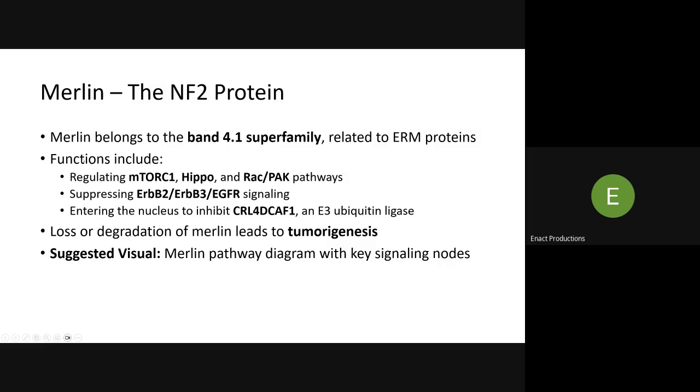So the Merlin is regulating the mTOR, Hippo, and RAC-PAK pathways. So it moderates it somehow. It is also known to suppress signaling. So there's the ERBB2, ERBB3, and the EGFR. This is epithelial growth factor receptor. That's an easy one. It's a growth factor receptor. It's on the outside of epithelial cells.